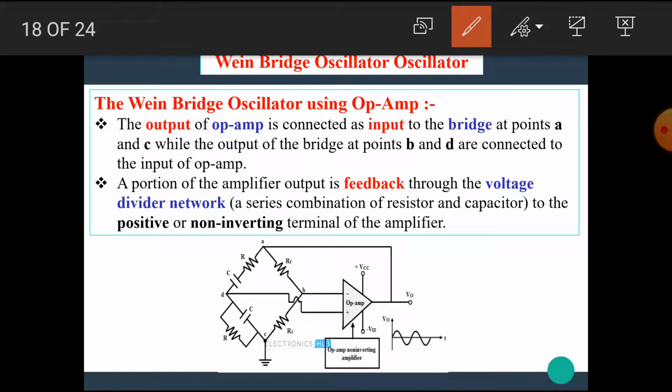Now let's see the details about this diagram. The output of the op-amp is connected as the input of the bridge at points A and C, while the output of the bridge, that means points B and D, is connected to the input of the op-amp. A portion of the amplifier output is fed back through the voltage divider network, that means a series combination of resistor and capacitor, to the positive or non-inverting terminal of the amplifier.